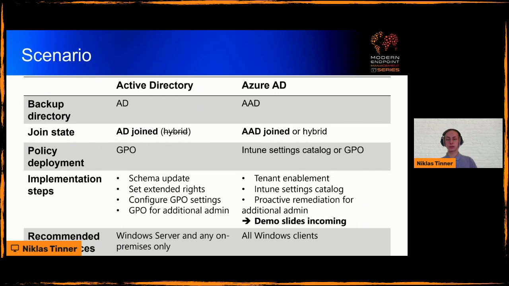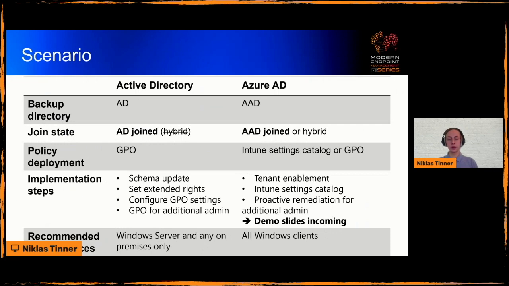So the implementation steps, I will just go theoretically through it. If you need more information, consider reading my blog post or the official docs. But what you need essentially to do in the AD scenario to set Windows LAPS up is to perform the schema update. So it's essentially just Update-LapsADSchema. Then you're ready to go. Set the extended rights also with PowerShell on the organizational unit level. Configure the GPO settings. Of course, here copy the ADMX file to the central store, and also here GPO or any other mechanism or method to create that additional local administrator.